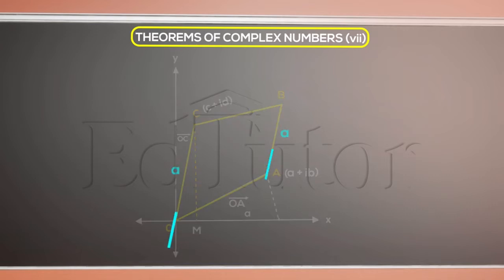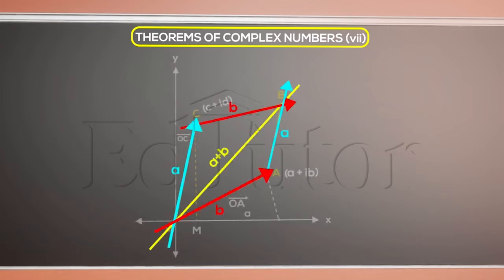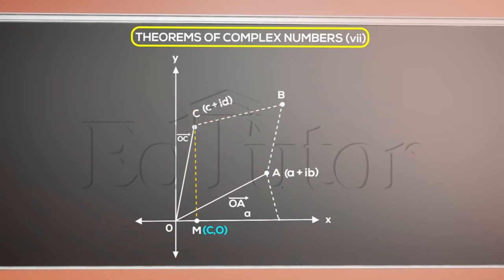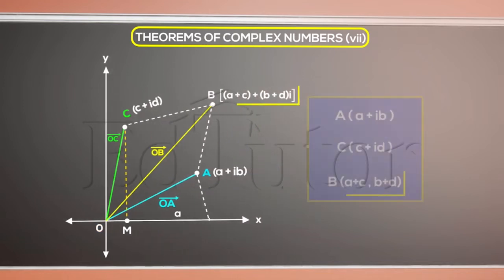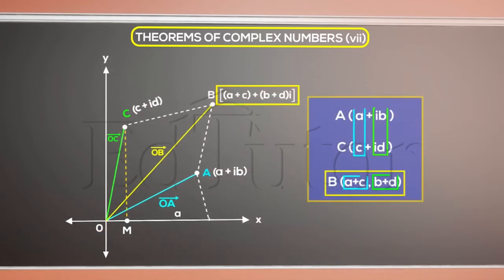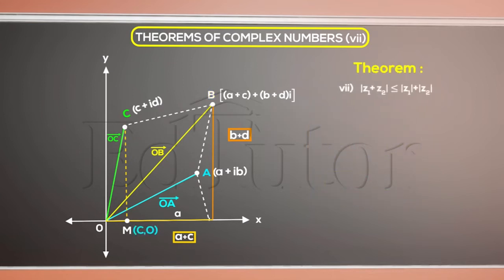Anyways, we completed the parallelogram OABC by drawing the parallel vectors and then used the parallelogram law of vector addition to represent both OA and OC by a resultant vector OB. Hence, the coordinates of B are the sum of the coordinates of A and C. Seeing the coordinates, it's easy to tell that this A plus C and B plus D are the horizontal and vertical components of B.